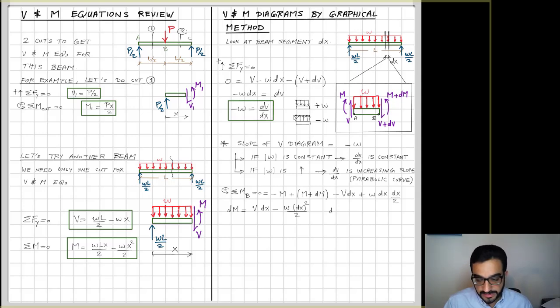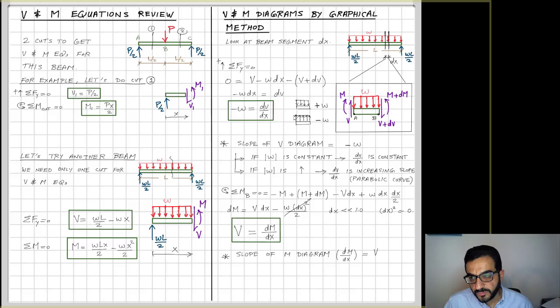Now let's remember that dx is already a very small distance. Now dx to the power 2 will be really very small, almost close to 0. So I can cancel that term here, and we'll end up with V equal to dM over dx, or in other words, the value of the shear at any point is equal to the slope of the moment diagram at this point. Similar to the relationship between W and V, I'm deriving now a similar derivative relationship between V and M.